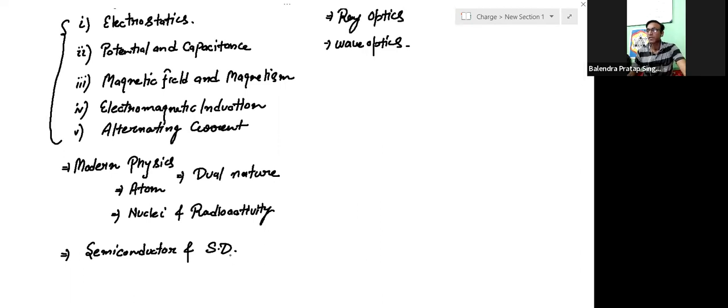So we will start our study from charge, and after that in optics we will study the properties of light. In modern physics we study the properties of atom and nucleus, and after that we will study what is semiconductor and semiconductor devices.